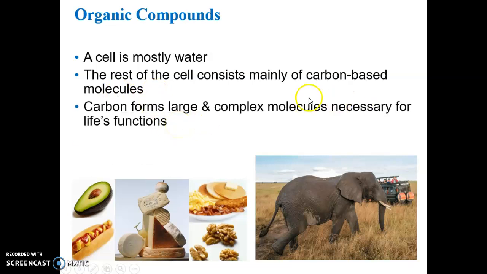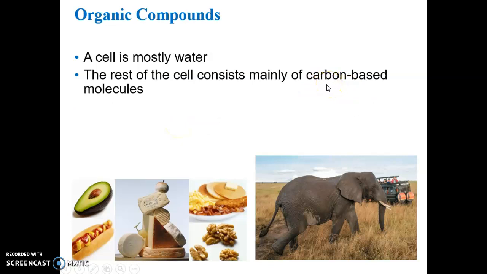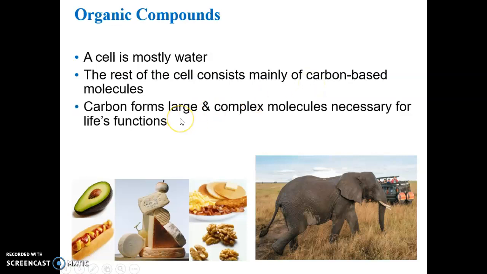The reason why carbon is so important is that, because of its ability to make covalent bonds with other atoms, carbon is able to form large complex molecules that are important to allow life's functions at the cellular level. That then transfers to life's functions at the tissue level, then the organ level, then the organ system level, and ultimately the entire organism.